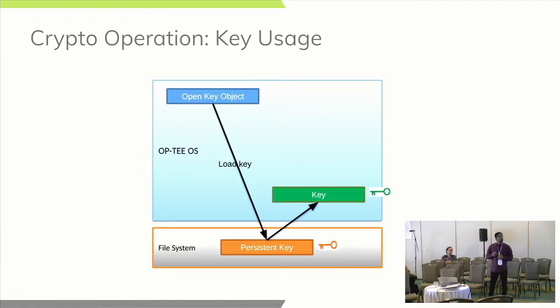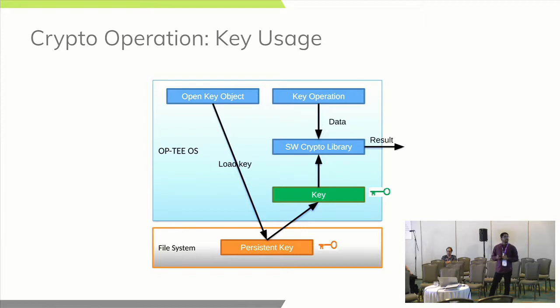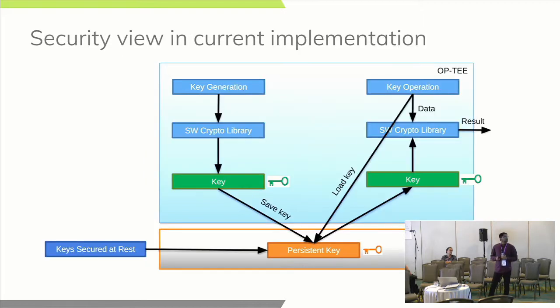Now, if you want to use this key, first of all, this persistent object will be opened as part of the open call. That key will be loaded into your secure memory, and then this loaded key, along with the data, will be given to your crypto library, and whatever operation you want to do will be done, and you will get the result. So basically, this is the combined view of both the key generation and any operation which you are doing with the key.